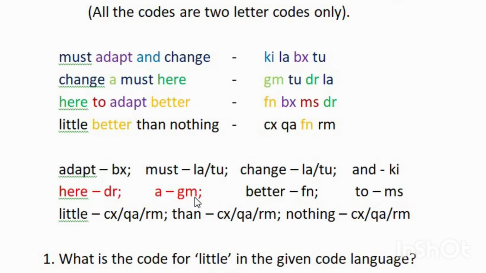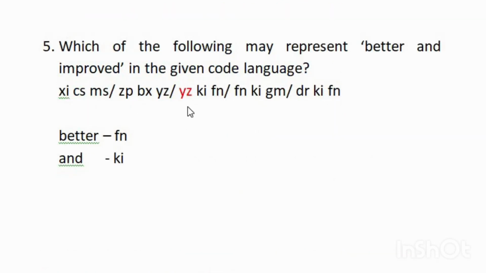From here we know that the code for A is GM and the code for here is DR. So DR and GM are not the codes for improved. Then which one is correct? Then the code for improved must be YZ. So the option is the third one. Understood? So the code for better and improved is YZ KI FN.